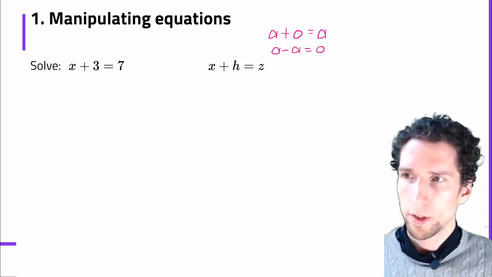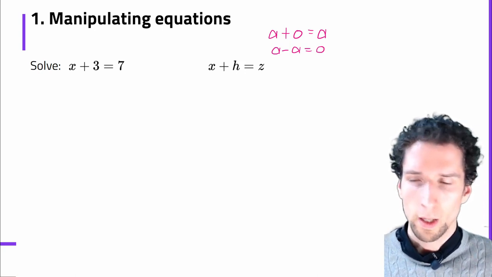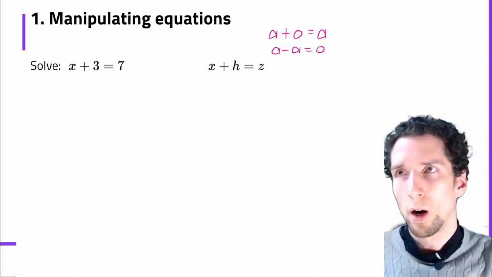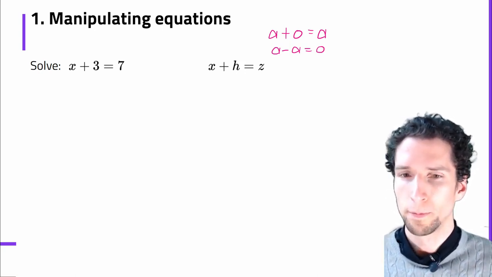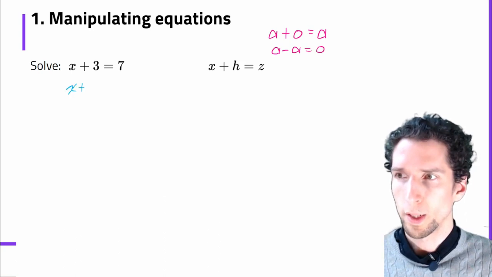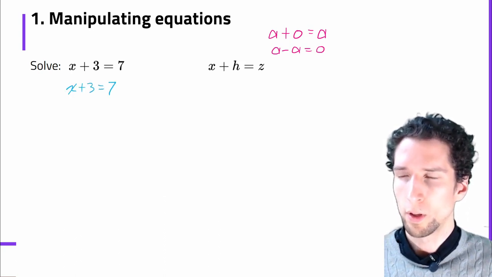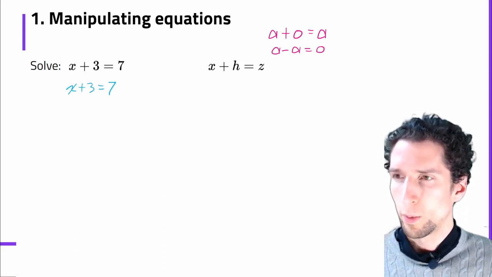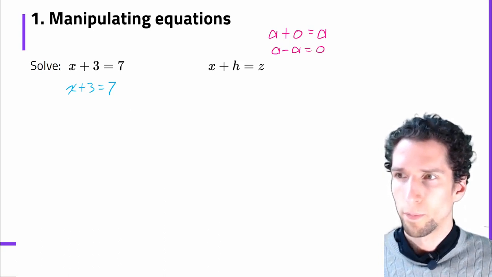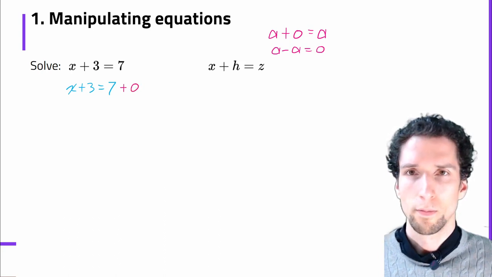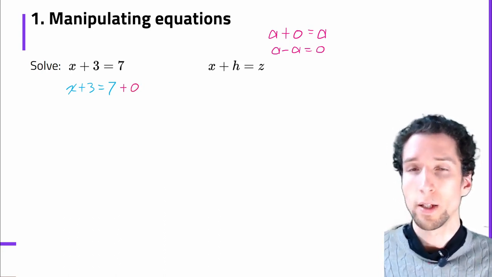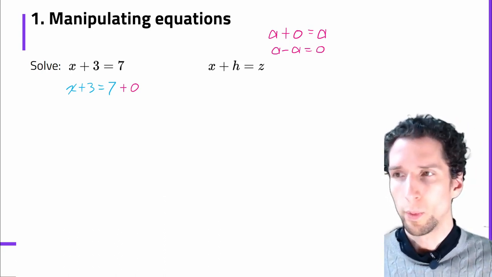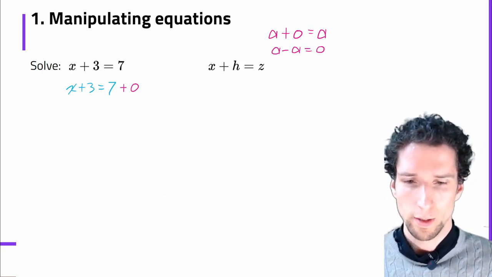So let's say x plus 3, and the actual algebra that's happening behind the scenes here, we start with x plus 3 equals 7, and we would say something like this. So equals 7 plus 0. If I add 0, I'm not changing anything. The left side and the right side are still equal to each other. We still have that balance that exists.